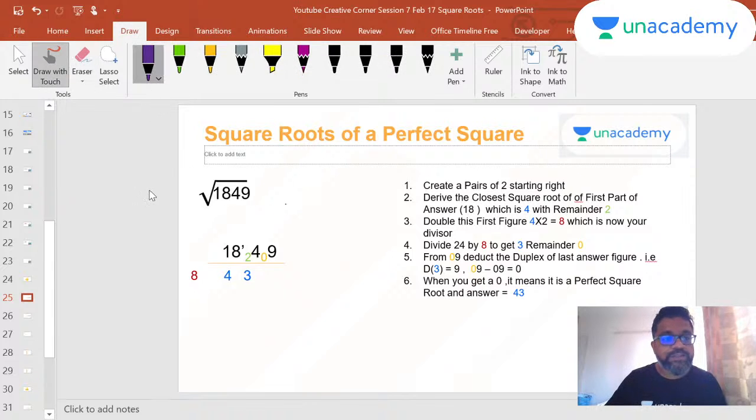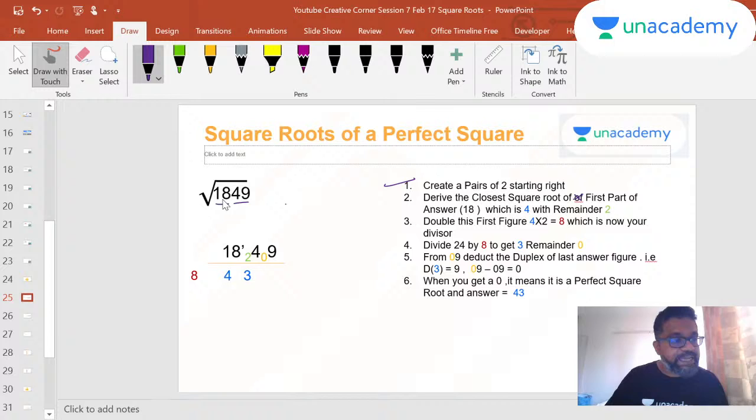Okay, pairs of two numbers each from the left. So I have 49, 18, right? Very clear. That's step 1. We did that. Next, we are going to derive the closest square root of the first part of the answer.